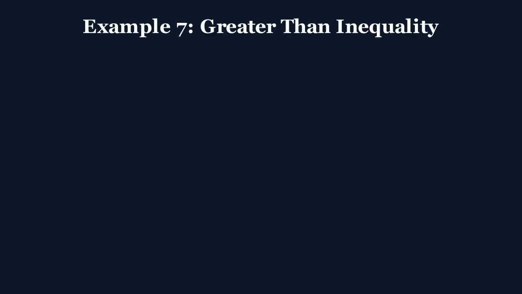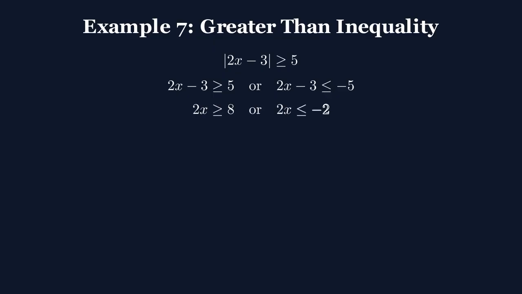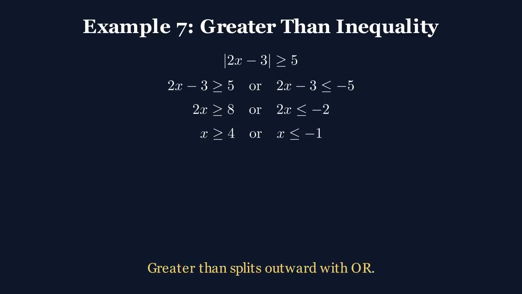Example 7. Solve |2x - 3| ≥ 5. A greater than absolute value inequality splits outward. 2x - 3 ≥ 5, or 2x - 3 ≤ -5. The first case gives x ≥ 4. The second case gives x ≤ -1.